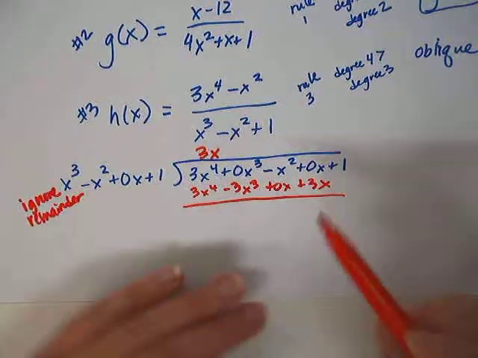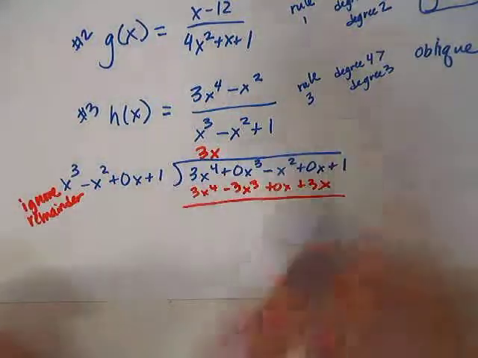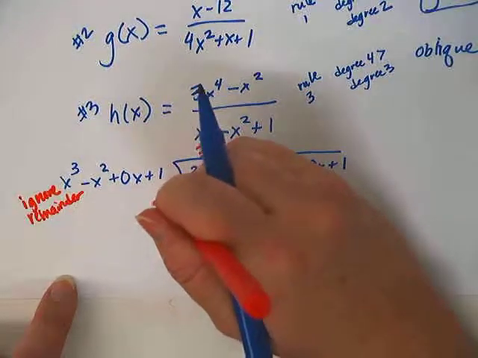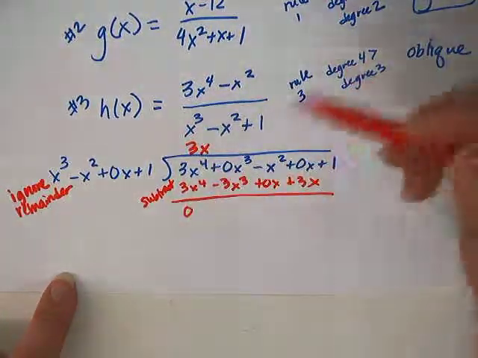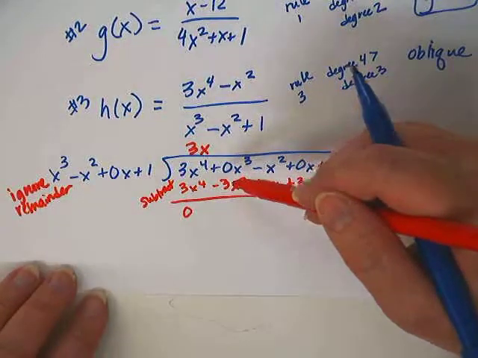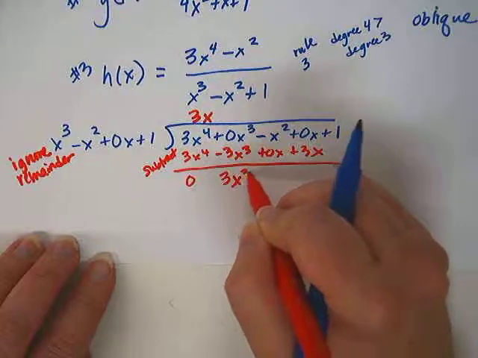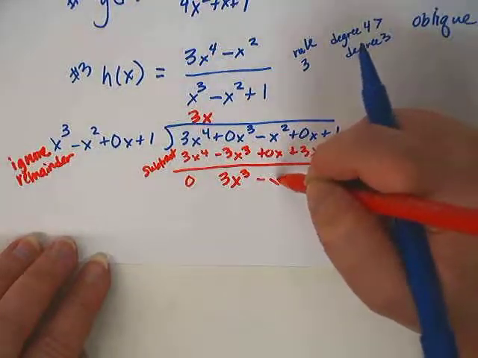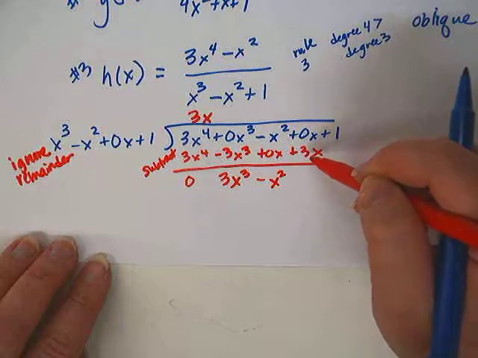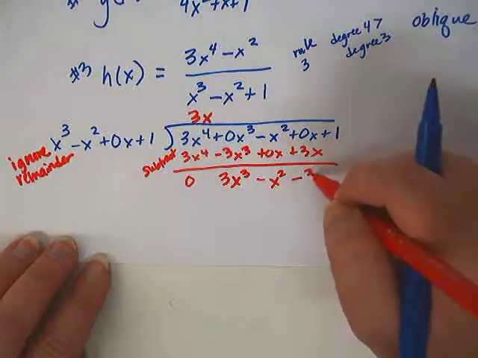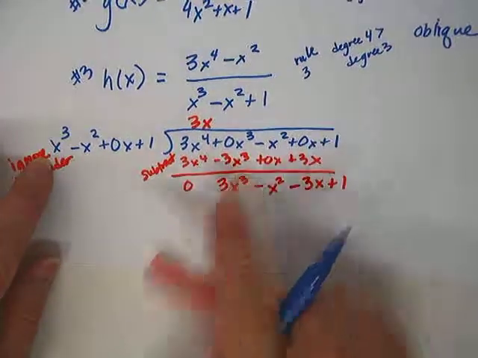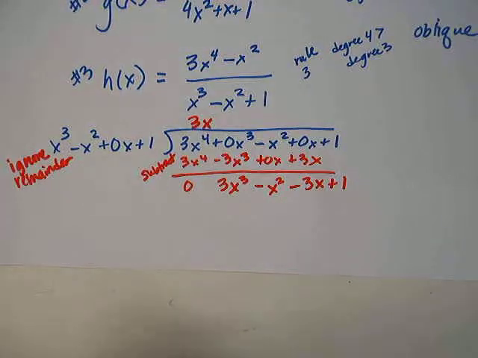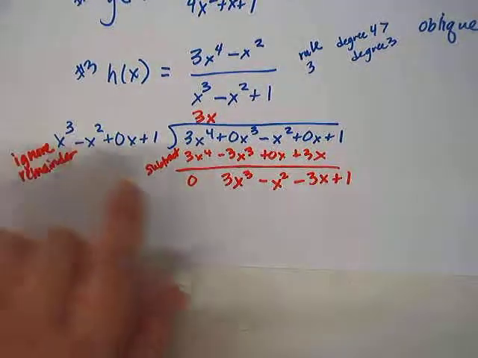3x times negative x squared is negative 3x cubed. 3x times 0 is 0x. 3x times 1 is 3x. Draw the line, change the sign. What does that mean? We have to subtract these. Don't forget that you have to subtract them. So it's actually a 3 minus 3, which is 0. And a 0 minus a negative 3 is a positive 3. And a negative 1 plus a 0 is a negative 1. And a 0 minus a 3x. And then we bring down the 1, right?